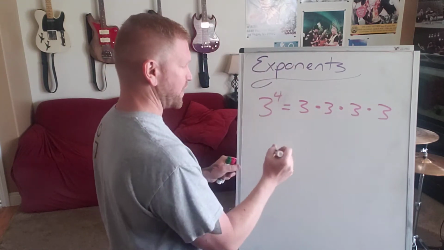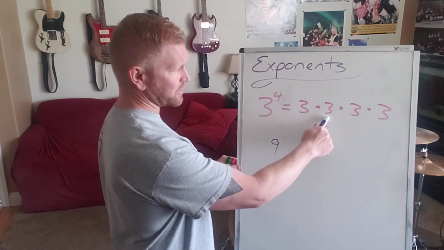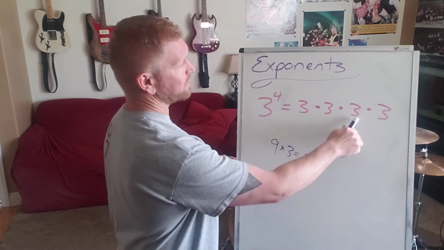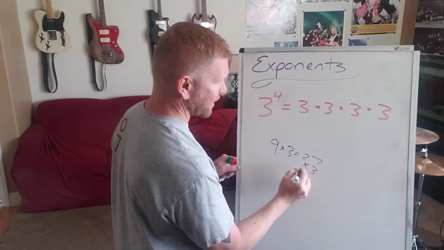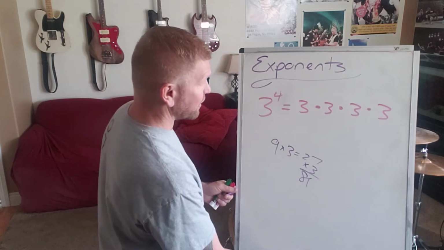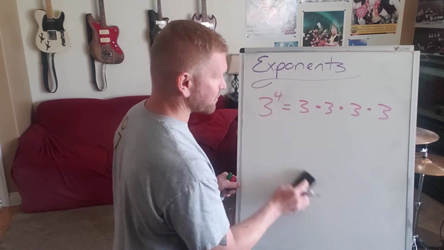What is 3 times 3? Well, that's 9. 3 times 3 is 9. But then you got to times it by another 3. All right, well, that's 27. But then you got to times it by another 3, and you got to see what that is. Turns out it's 81.